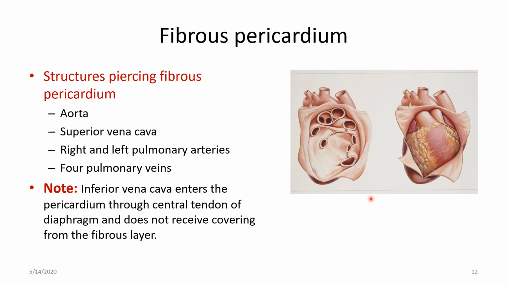So the structures piercing the fibrous pericardium, let us summarize. You are seeing in these two pictures the opened up fibrous pericardium and attached on its inner aspect the parietal layer of the serous pericardium, and this is the pericardial cavity. The visceral pericardium is closely attached to these structures. This is from the anterior view. This is the posterior view where you can see the blood vessels that are grouped.